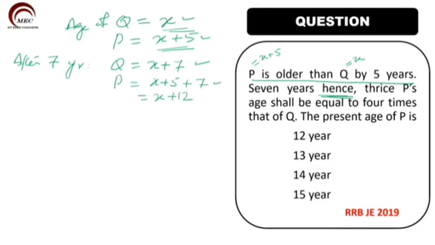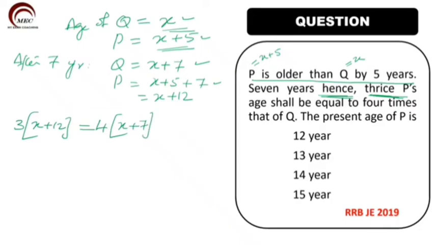What is the condition given? Thrice P's age. Thrice means 3 times. All these words are very, very important. Twice means 2 times. Thrice means 3 times. So 3 times of P's age. What is P's age? x plus 12 is equal to 4 times that of Q, 4 times of x plus 7. So we got the condition here. From here you can solve for the correct answer.